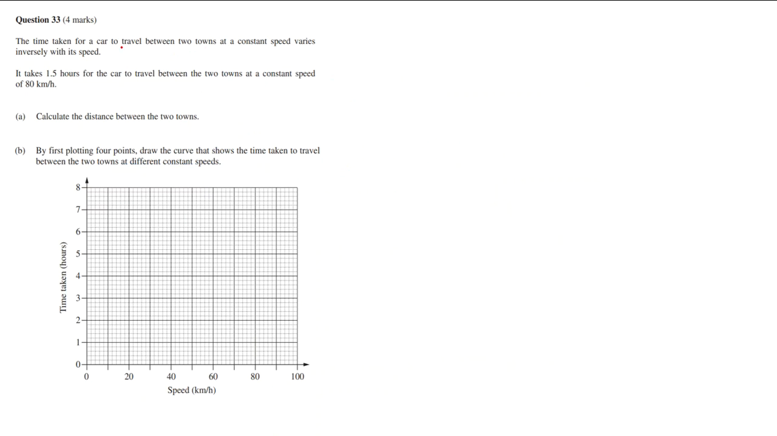The first thing you need to know is you're being told that the time varies inversely with speed. So time is equal to whatever the distance is. We know this from the basic formula, distance divided by speed. So whatever you have as a distance, if you divide it by speed, you will get the time. You're being told that it takes 1.5 hours for the car traveling at 80 kilometers to reach between two towns. So you need to work out the distance.